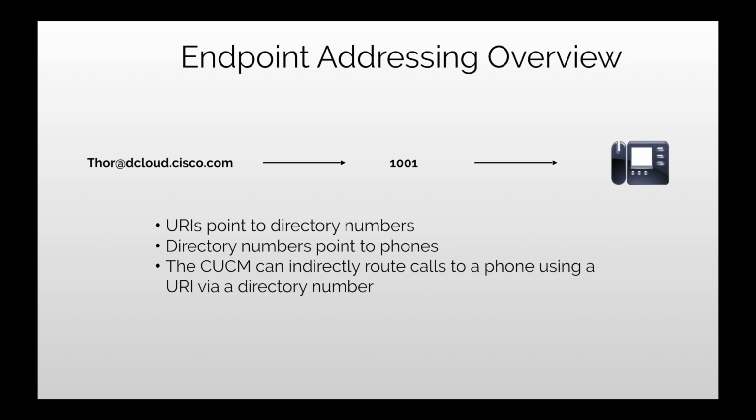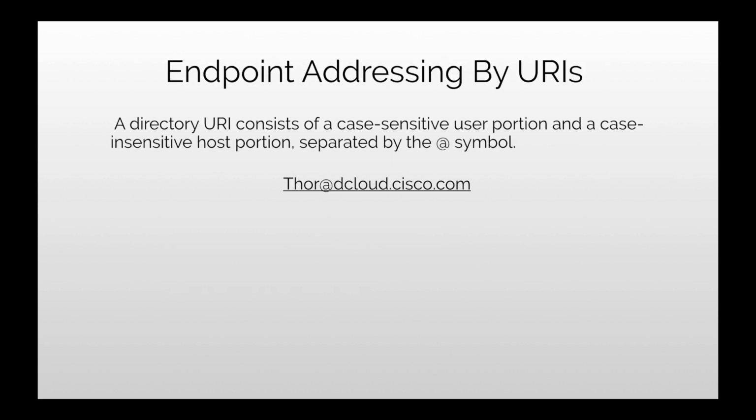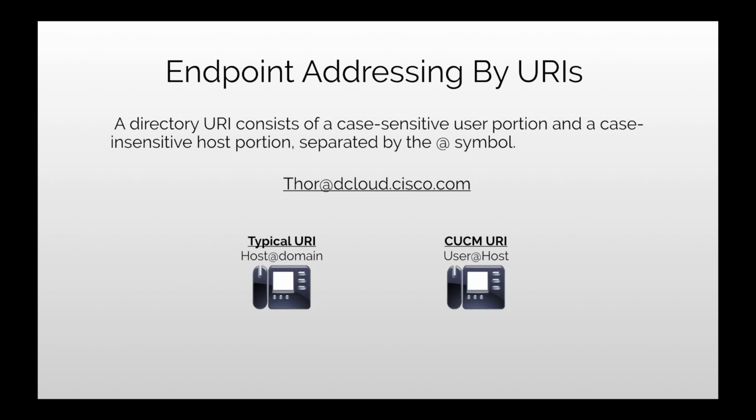Hopefully that makes sense. Now, a directory URI consists of a case-sensitive user portion, which is everything before the at symbol, and a case-insensitive host portion, which is everything after the at symbol. And here's a little tip if you ever find yourself needing to read through the documentation. In a typical URI, the host refers to the characters before the at symbol. However, for a URI in the CUCM, the host portion is what comes after the at symbol. But don't get confused by this.